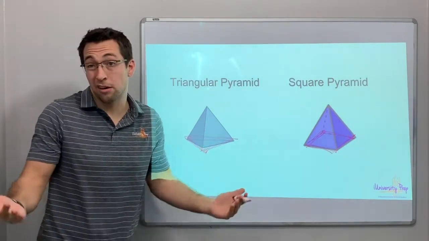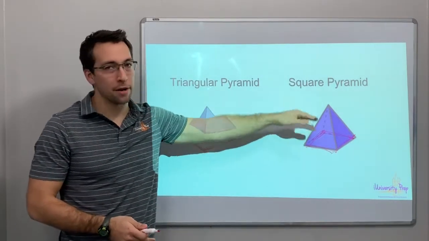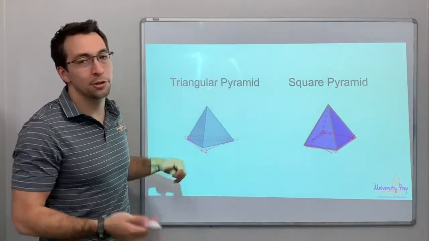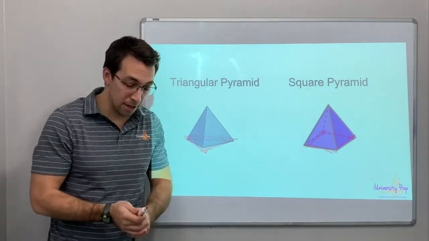My marker's running out, apparently. So, square pyramid, square at the bottom. Triangle pyramid, triangle at the bottom. That's it. All right, and that's the video.